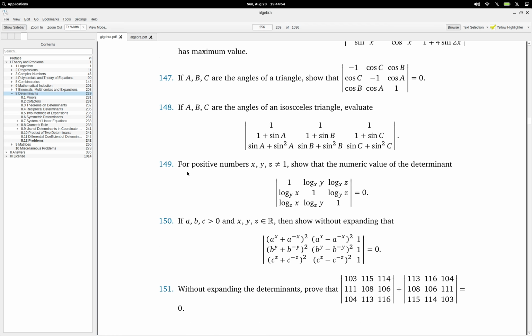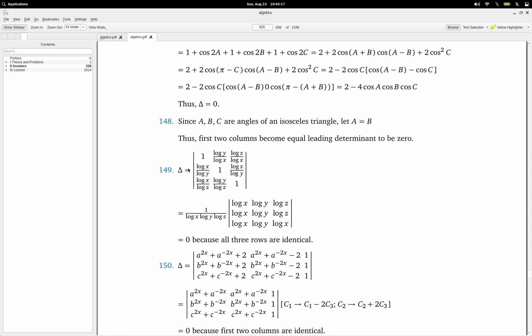Question 149 says that for positive numbers x, y, z not equal to 1, show that the numeric value of the determinant with rows 1, log of y with base x, log of z with base x; log of x with base y, 1, log z with base y; log of x with base z, log of y with base z, 1 is equal to 0.